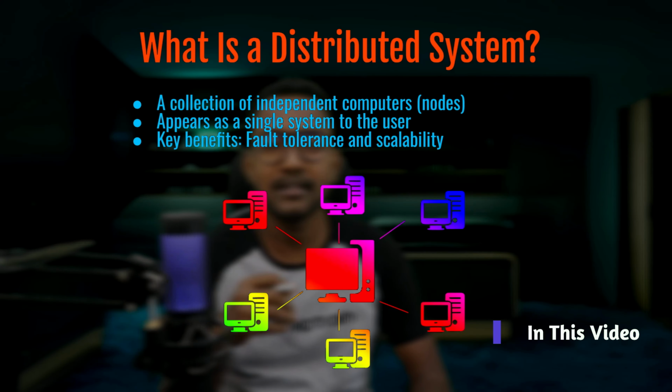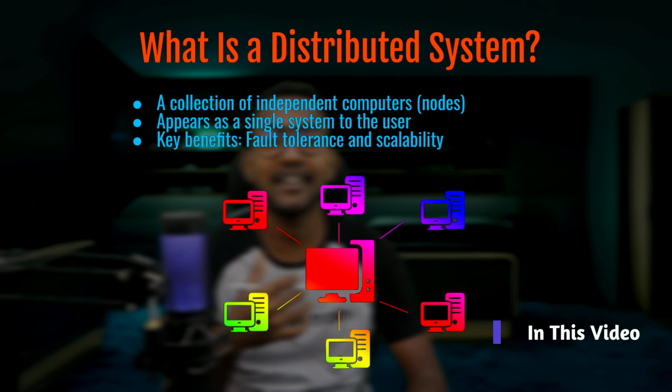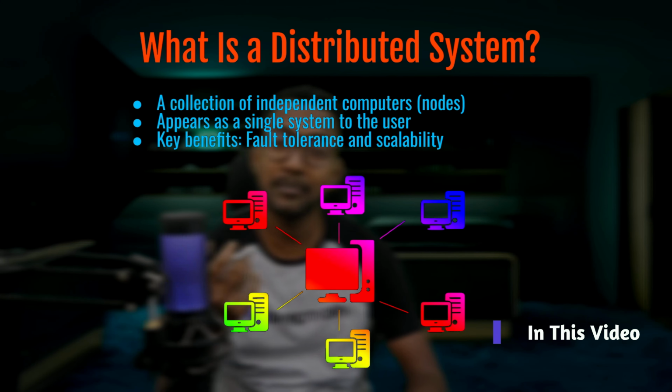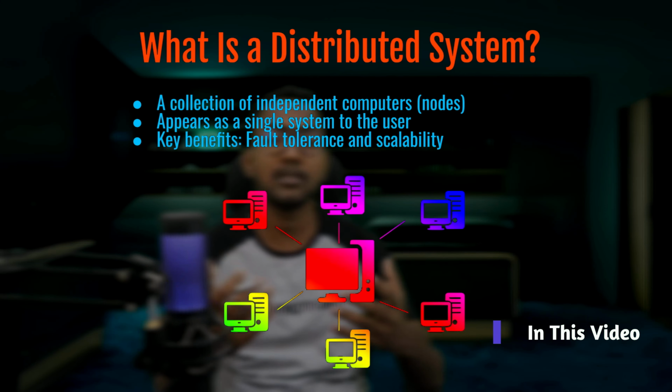Now that we have explored the example of teamwork, let's define what a distributed system is in technical terms. A distributed system is essentially a collection of independent computers, often referred to as nodes, that work together to achieve a common goal.